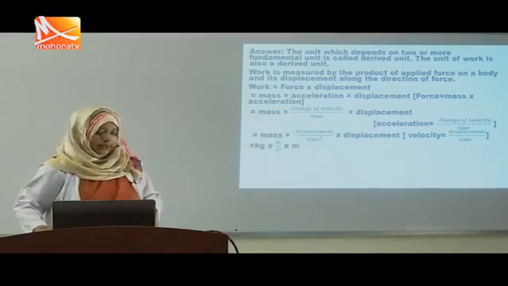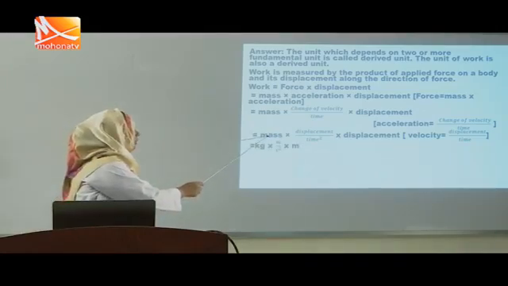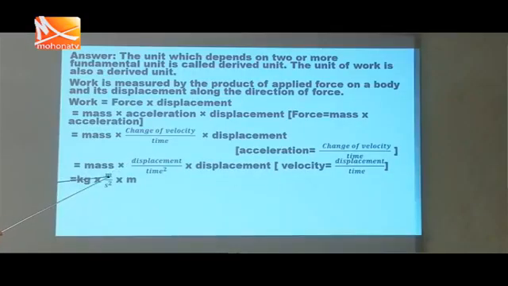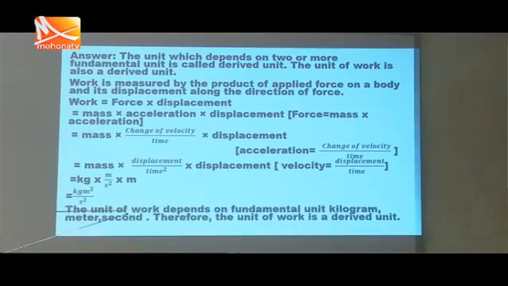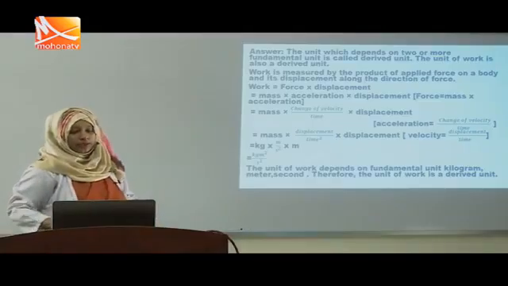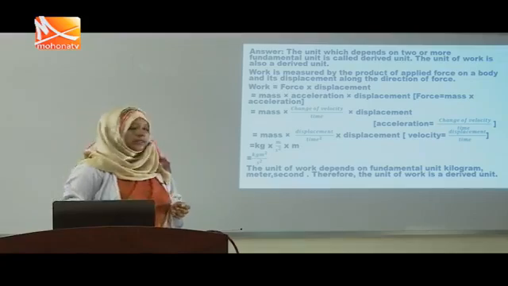Now you can see that the unit of mass is kg, displacement is meter, time is second, displacement is meter. That means it becomes kg meter square by second square. That means the unit of work depends on the fundamental units kilogram, meter, second. Therefore, the unit of work is a derived unit.